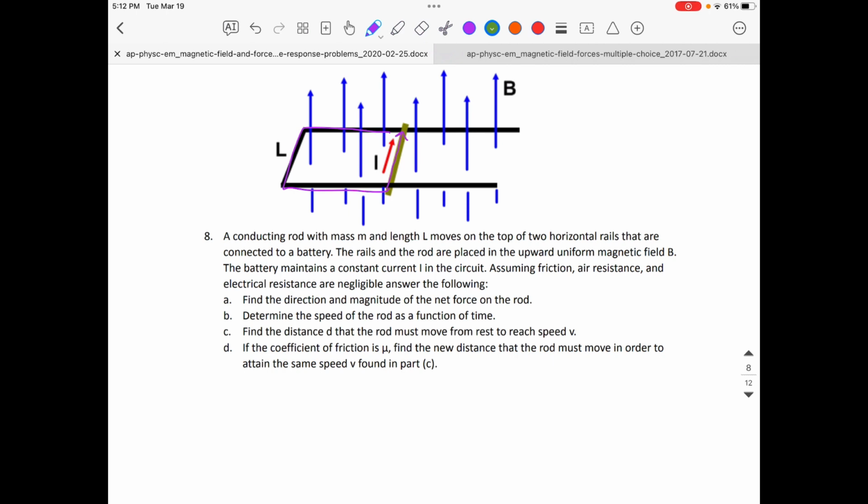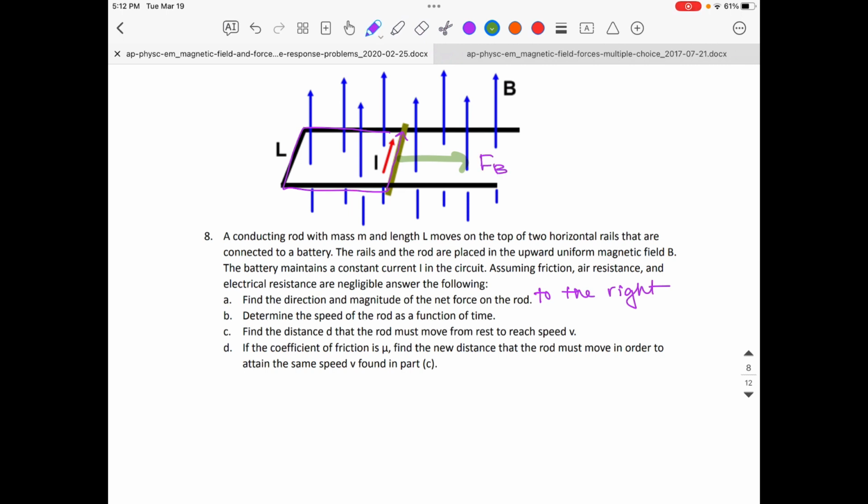And it shows you that the current is going up, or we can call it into the page. So first we need to find the direction and magnitude of the net force on the rod. Using the right-hand rule, the current is going to go in while the magnetic field goes up. So I use the right-hand rule where my thumb goes into the page, my fingers represent the magnetic field pointing up, and my palm is then pointing outward to the right. And so the direction of the magnetic force is to the right. It is going to push it in that direction, so FB.